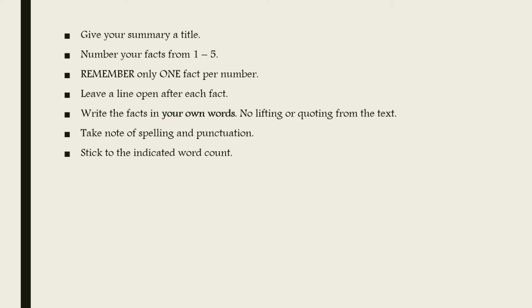Stick to the indicated word count. Normally, you are required to write a summary of 60 or 70 words. You are, however, allowed to go over with 5 words. But, again, you might start losing marks once you exceed 75 words, seeing that your summary is only marked up to the 5 words extra. Then lastly, indicate the word count at the end of your summary.